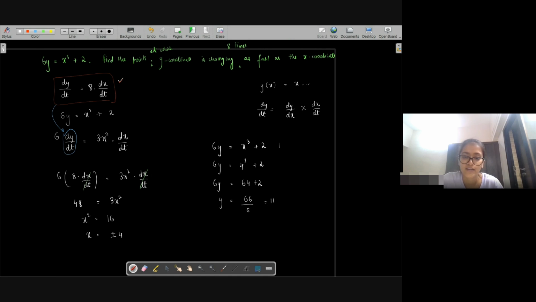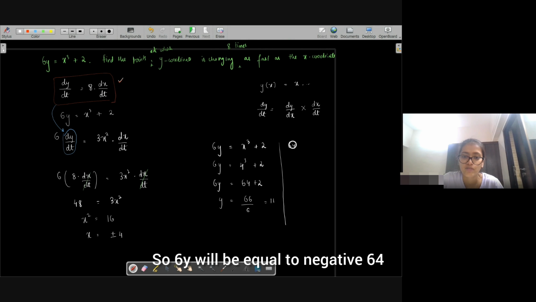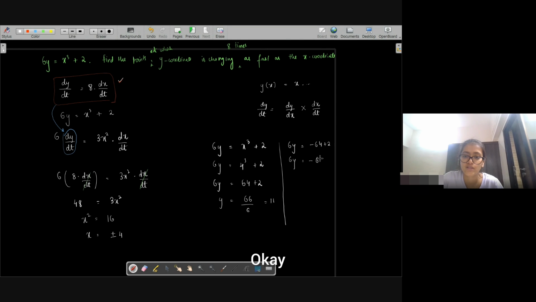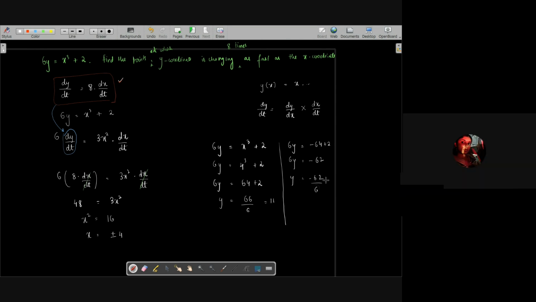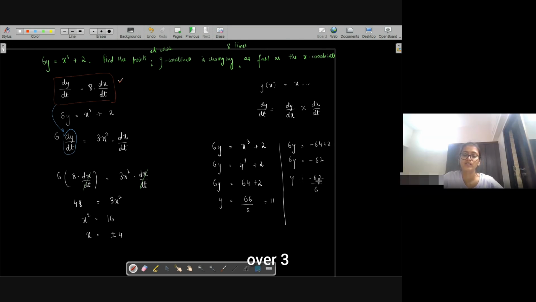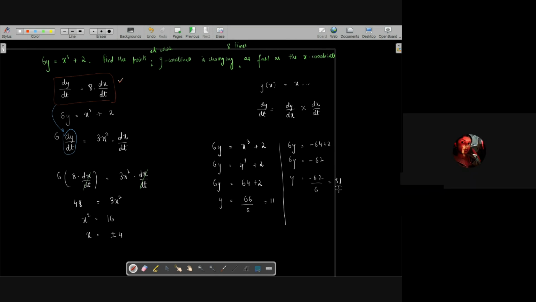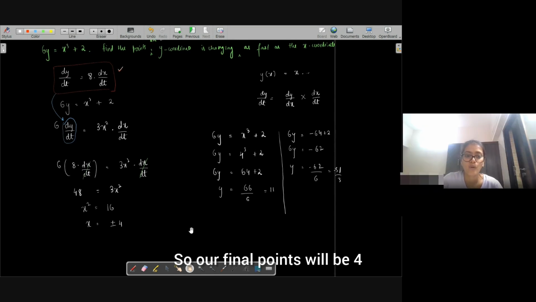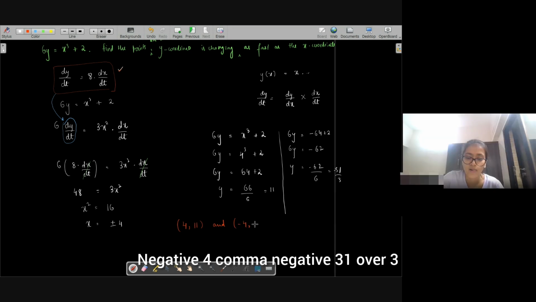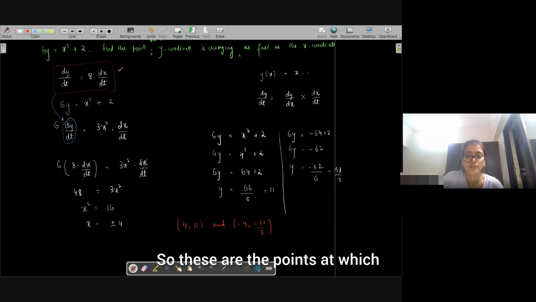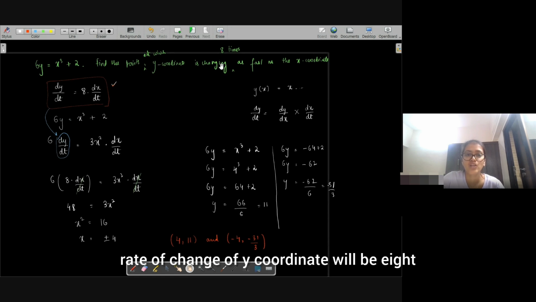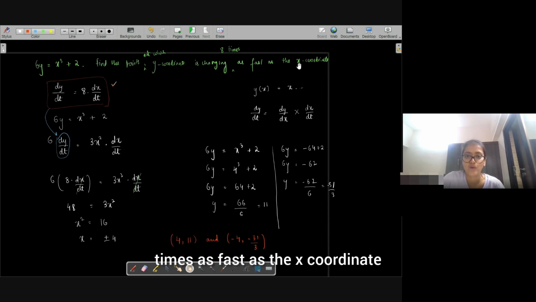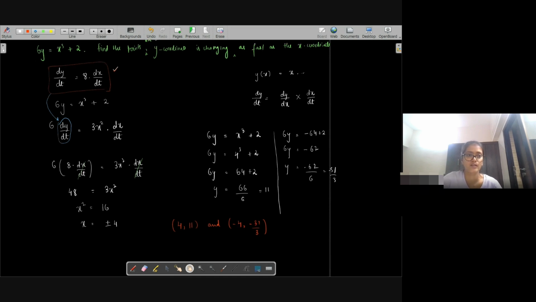And if we take negative 4, so 6y will be equal to negative 64 plus 2, which will be negative 62. And if you simplify this, you will get negative 31 over 3. So our final points will be 4, comma 11 and negative 4, comma negative 31 over 3. So these are the points at which the rate of change of the y coordinate will be 8 times as fast as the x coordinate. This is the final answer.